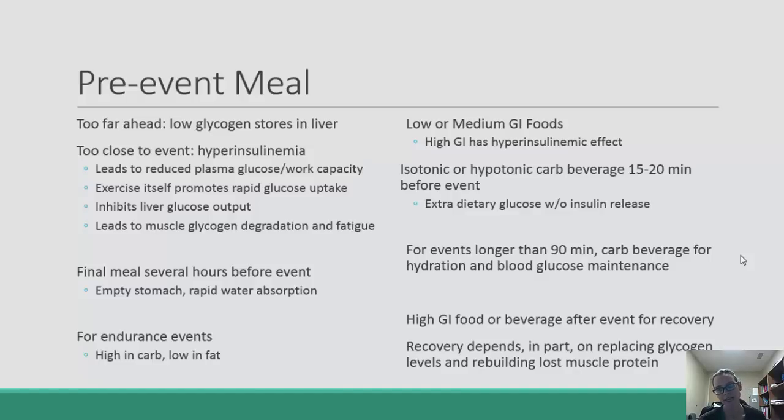And for events that are lasting a long time, more than an hour and a half, then we want to be taking in glucose or a carb beverage throughout the exercise. Now, after the event, that's when we do want a high glycemic index food or beverage, because we do want this hyperinsulinemic effect, because we want to build our glycogen stores back up. We want to build our muscle back up.